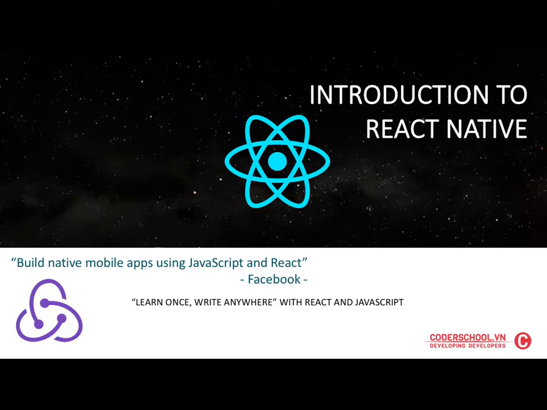Good enough. Here is the motto from Facebook: learn once, write everywhere with React Native. It means you cannot use one code for both Android and iOS. Somehow you can do it, but when your application is too complicated, you cannot, because the platforms have different parts and different components, so you have to customize.